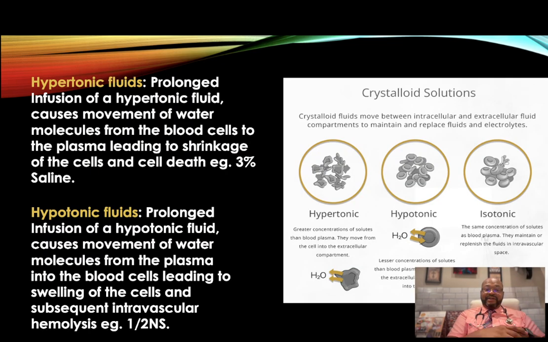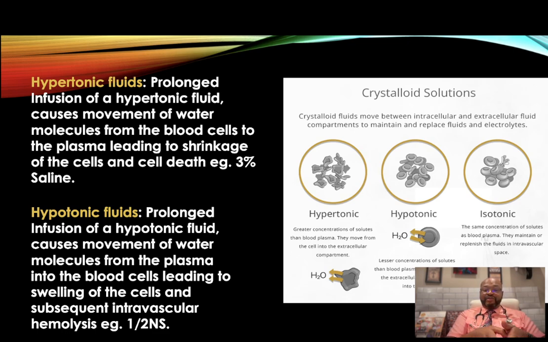So let's look at the effects of infusing either a hypotonic or hypertonic fluid. For hypertonic fluid, with prolonged infusion, there is movement of water molecules from the blood cells, which is hypotonic, to the plasma, leading to shrinkage of the cells and cell death. For example, 3% saline. If you continue giving that, it can lead to shrinkage of cells in the blood and destruction, of course.